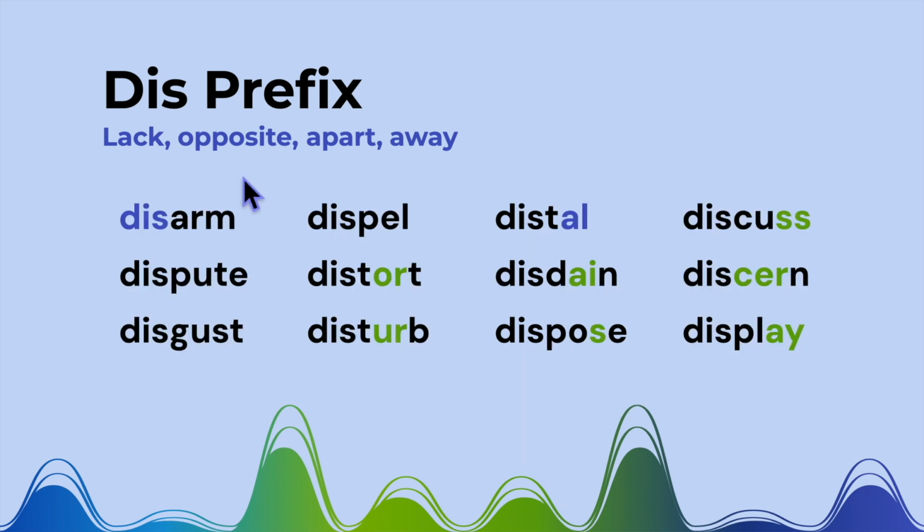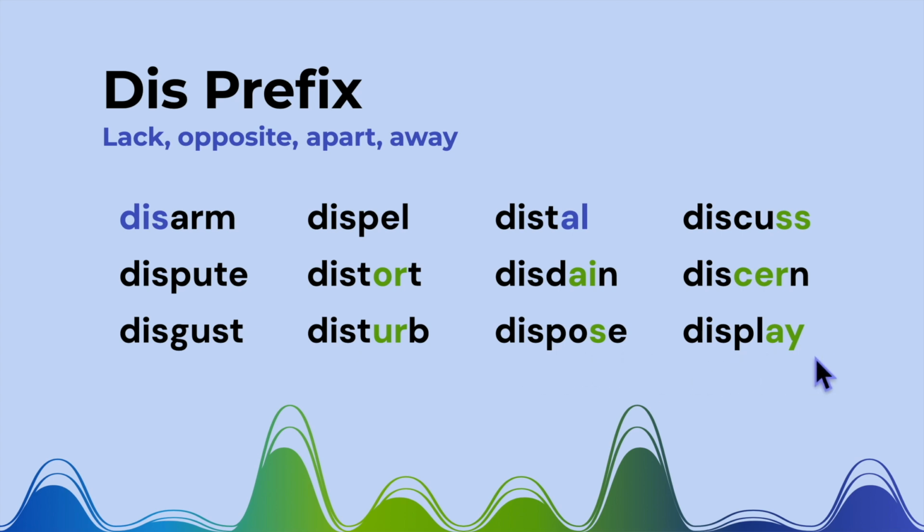Here are more words with the dis prefix. Disarm, dispel. AL at the end of a word usually sounds like ul. Distal, discuss. Remember, any word ending in a double S uses the S sound. Dispute. OR says or. Distort. AI says A. Disdain. This C is followed by an E, so it's going to use its soft sound of S, and the ER says er. Discern, disgust. UR says ur. Disturb. This will use its second sound of Z, dispose.